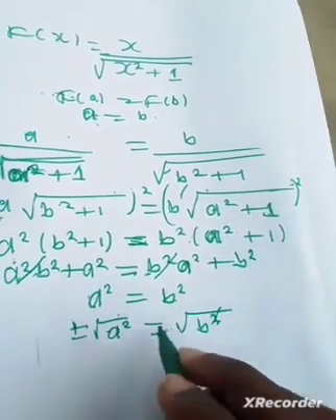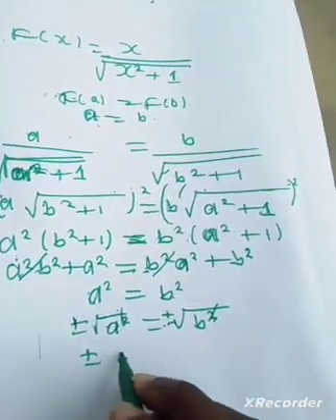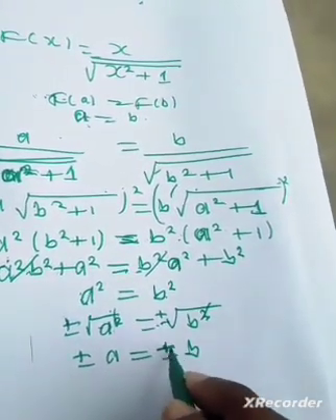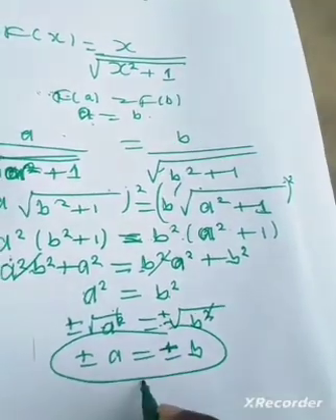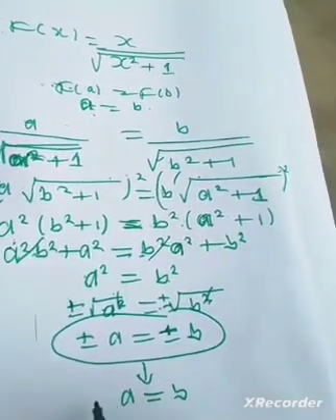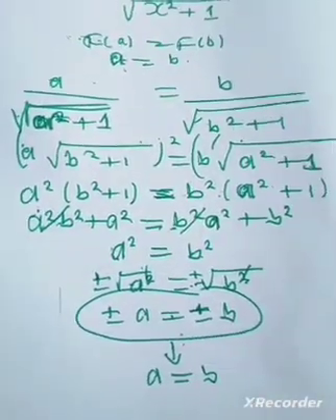of course they are going to cancel, plus or minus, but we are going to have plus or minus a and plus or minus b. But this is not what we are looking for as our final answer. We are looking for just a equal to b as our final answer. So this is not a bijection, because it is not one-to-one.